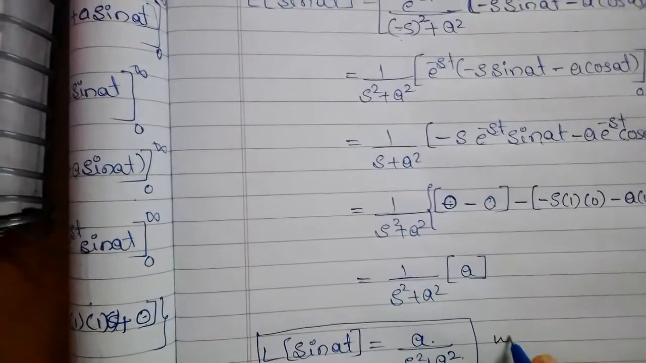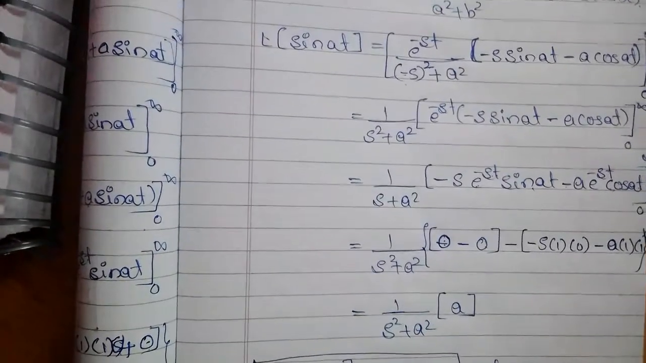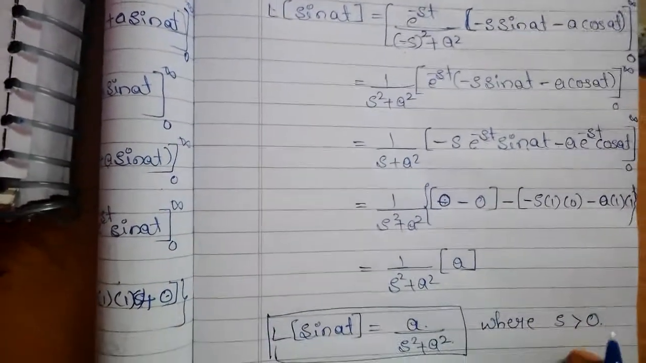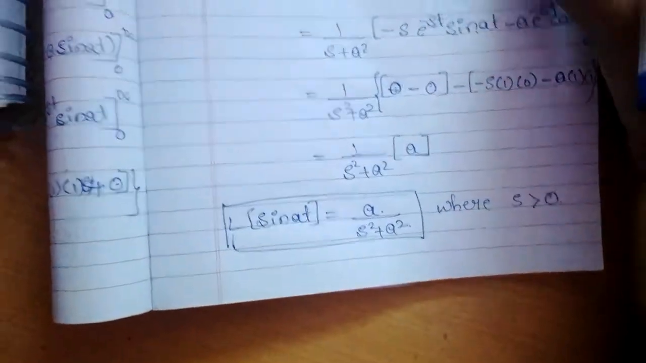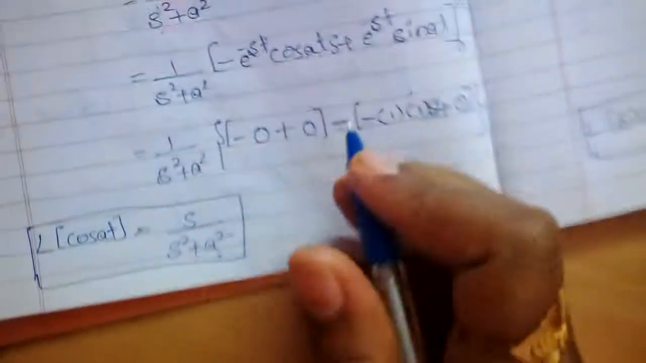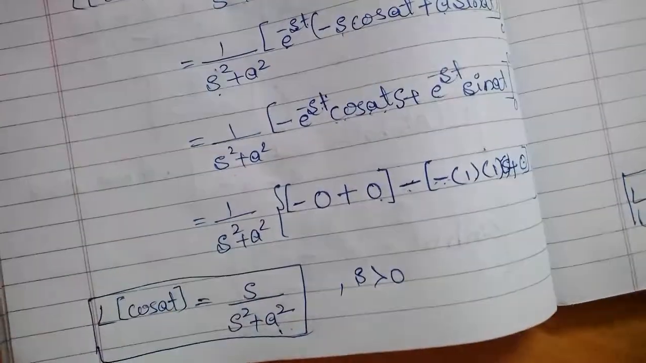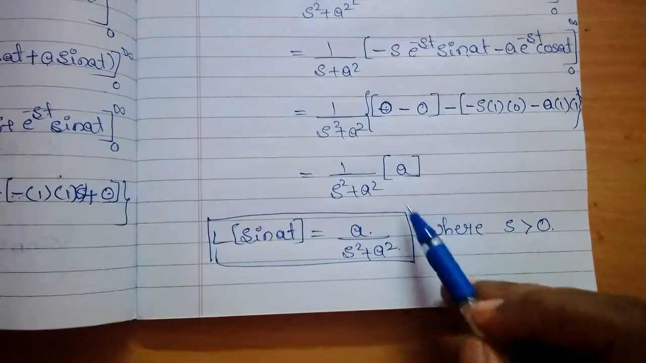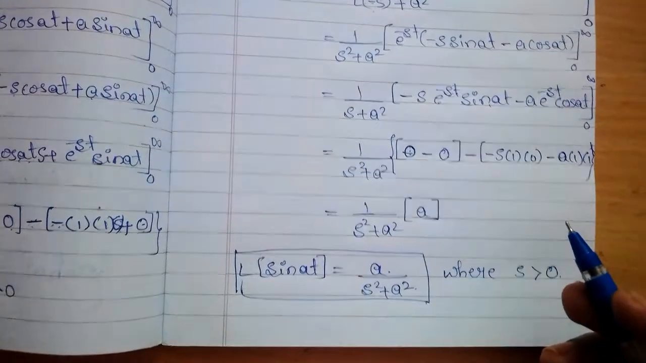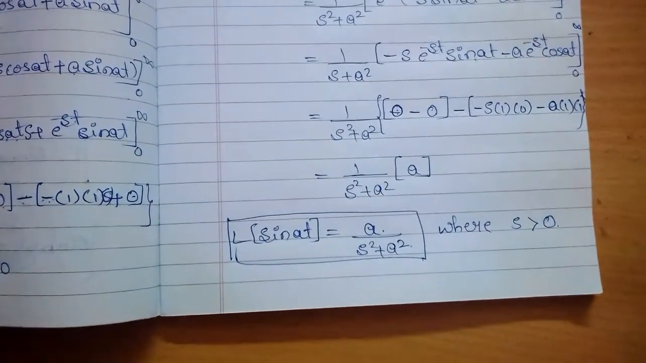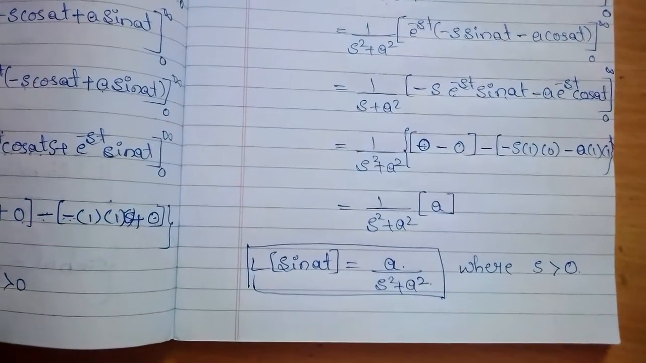Here also the condition is a is greater than 0. Similarly for cos also, here s is greater than 0. This result also you have to remember. Next class we will discuss some more Laplace transforms of some elementary functions.